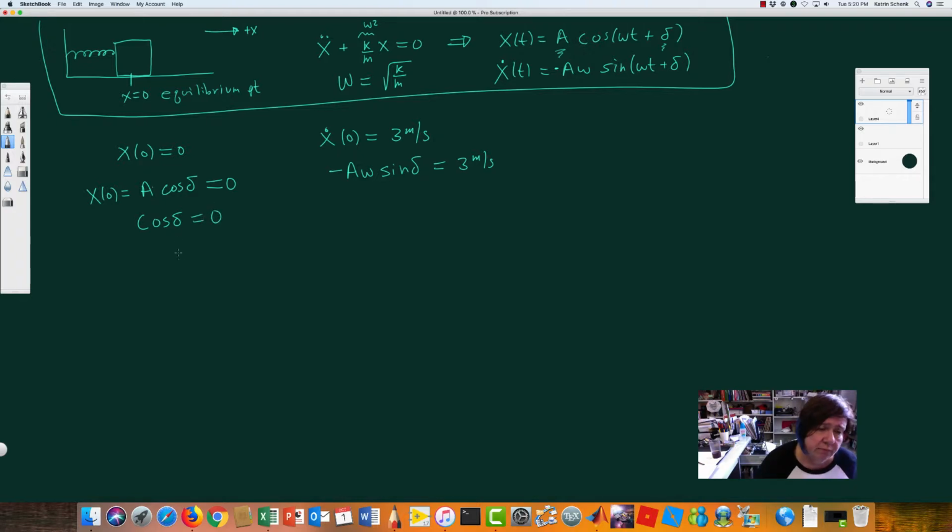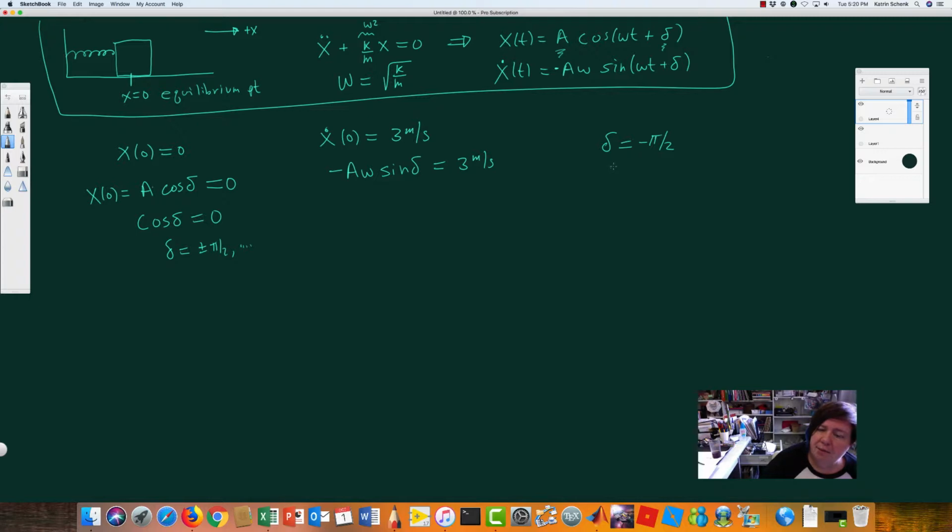Now, when is the cosine 0? Well, it's at delta equal plus or minus pi over 2, 3 pi over 2, etc. I'm just going to choose the first one, but I do have to make a decision about the sine. Let me just figure that out. Let's say we chose delta equal minus pi over 2.